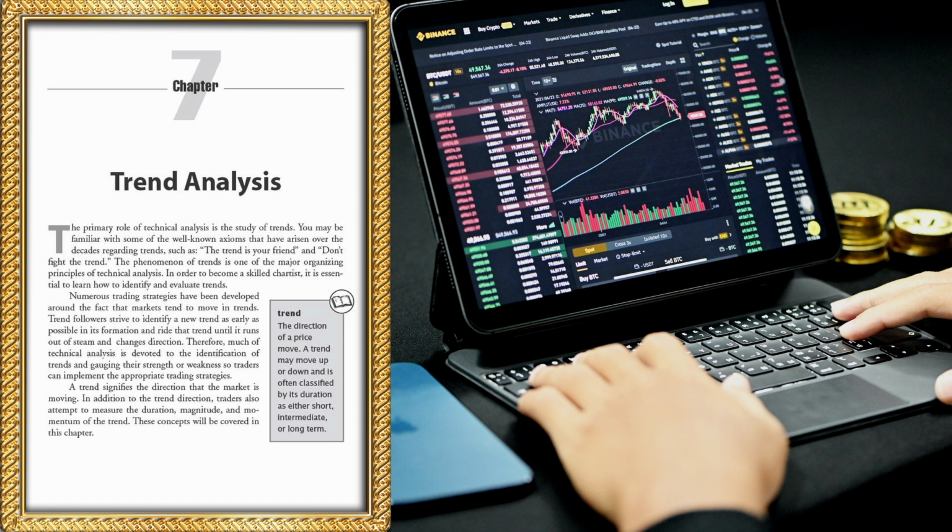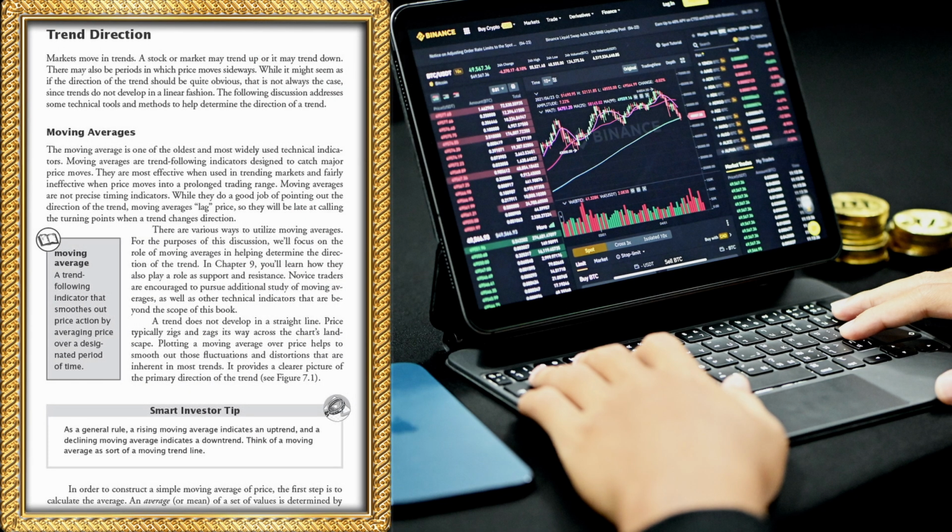A trend signifies the direction that the market is moving. In addition to the trend direction, traders also attempt to measure the duration, magnitude, and momentum of the trend. These concepts will be covered in this chapter. Trend direction. Markets move in trends. A stock or market may trend up or it may trend down. There may also be periods in which price moves sideways.